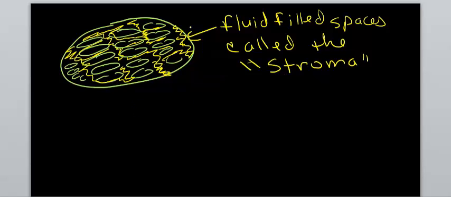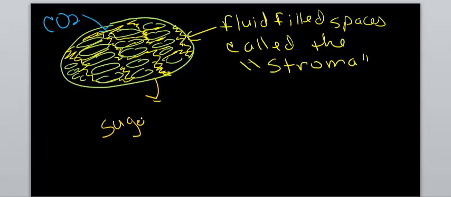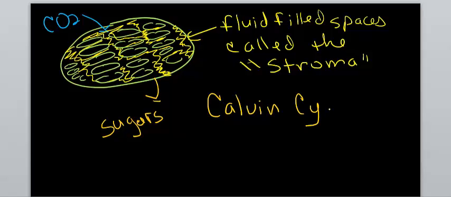So we'll have CO2 coming into the chloroplast, and we'll have sugars coming out. It is this part, the Calvin cycle, or the light independent reaction, where CO2 is converted into sugars.